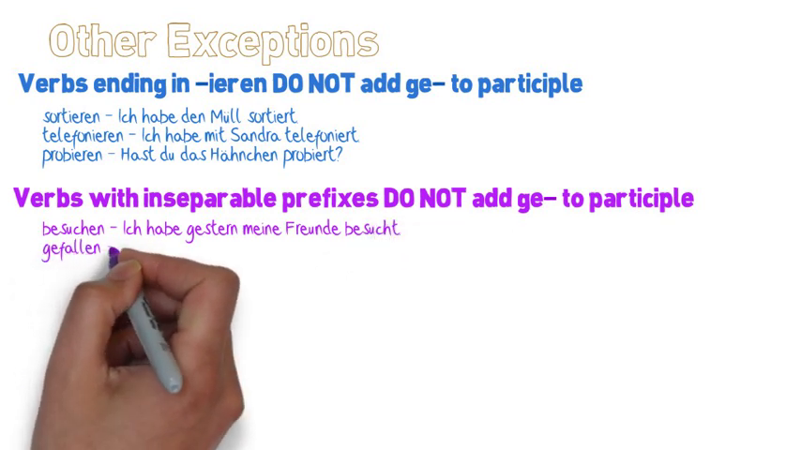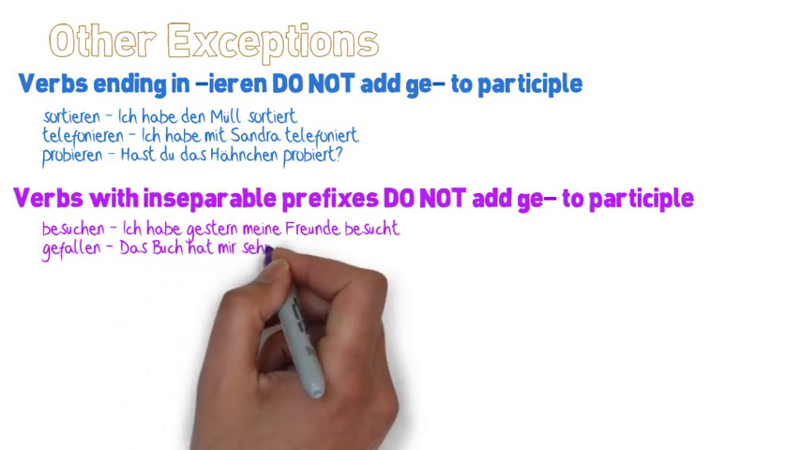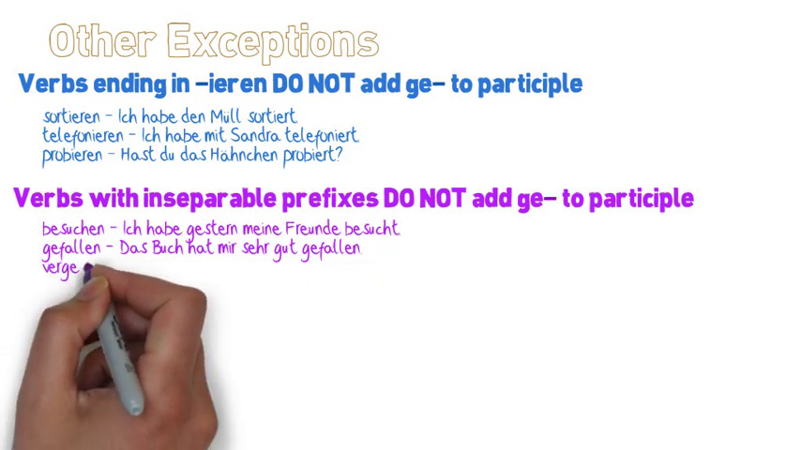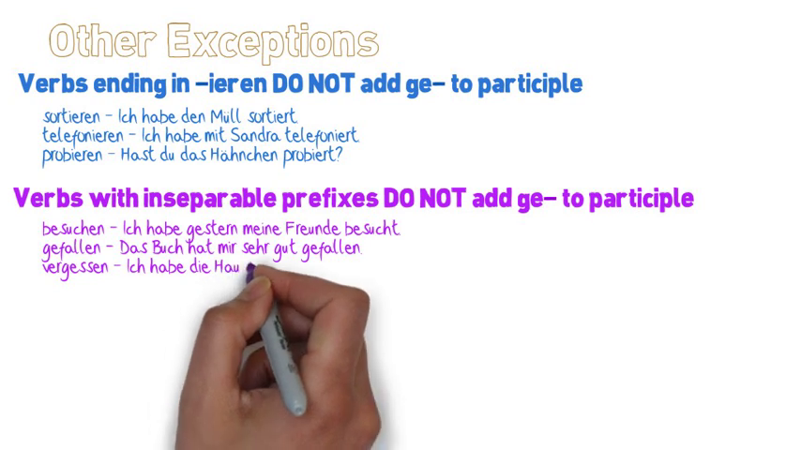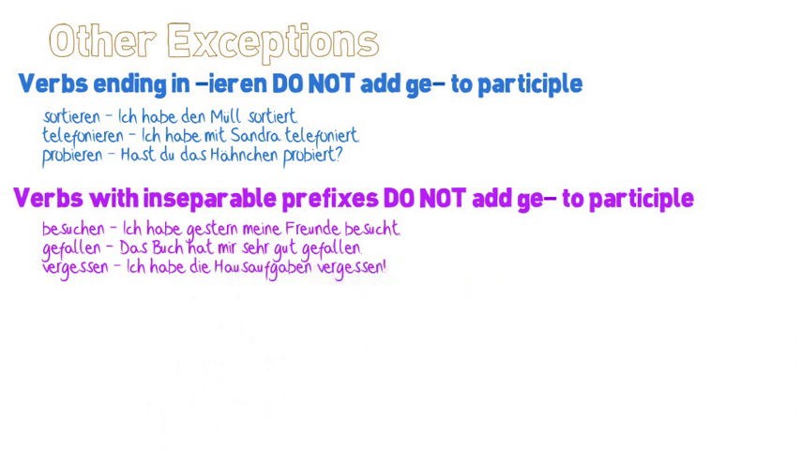For instance, you could say, Ich habe gestern meine Freunde besucht. Or with gefallen, you could say, Das Buch hat mir sehr gut gefallen. Or with vergessen, you could say, Ich habe die Hausaufgaben vergessen. But I'm sure you'd never have to say that.